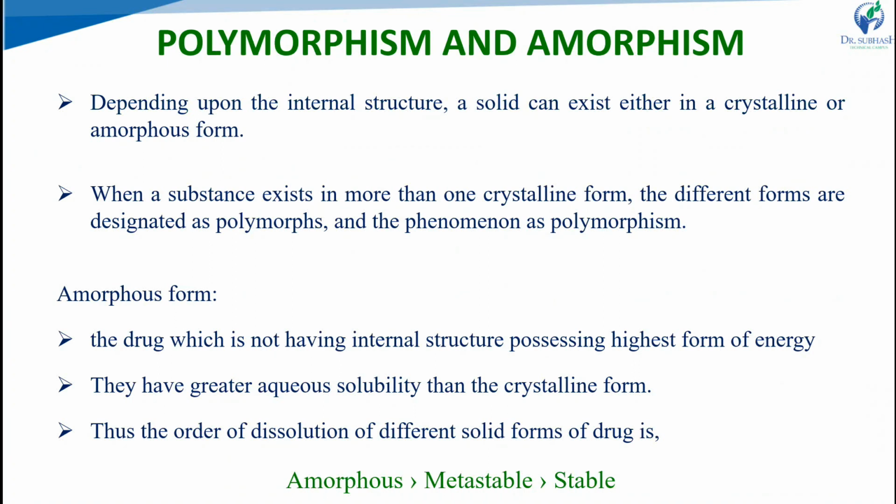Amorphous form has greater aqueous or water solubility compared to crystalline form because it has the highest thermodynamic energy compared to crystal form. In crystal form also two types are there, metastable and stable form. Metastable has greater aqueous solubility compared to the stable form. So this is the order of dissolution: amorphous is greater than metastable, and then the stable polymorph.